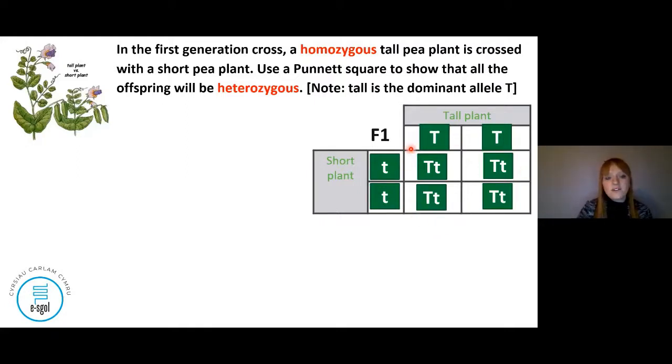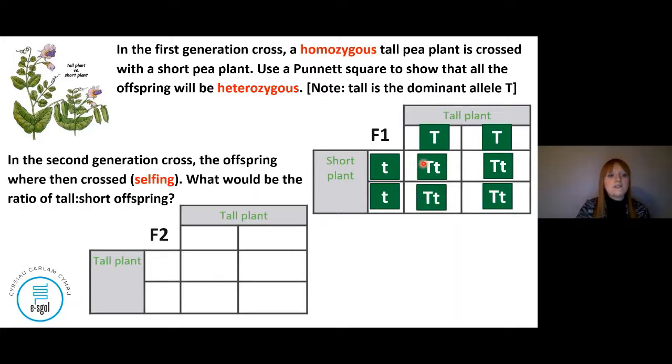But then Mendel went on to cross this tall plant with itself. So in the second generation cross, or F2, this is the first generation, this is the second generation cross, the offspring were crossed, or selfed. So they've taken the offspring and self-fertilized it, tall plant versus tall plant. If we're taking just the offspring, that means both tall plants are going to be heterozygous. And in this case, we are crossing them together.